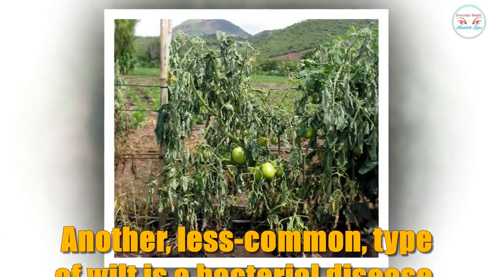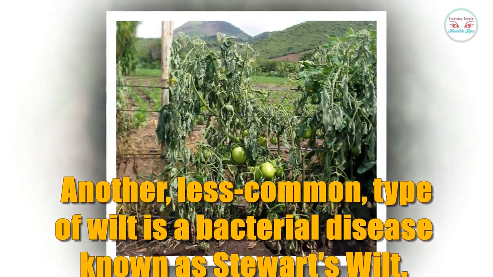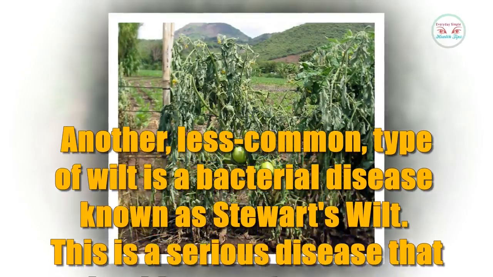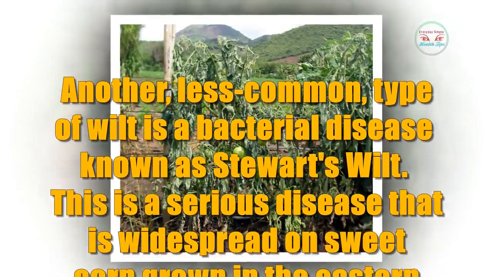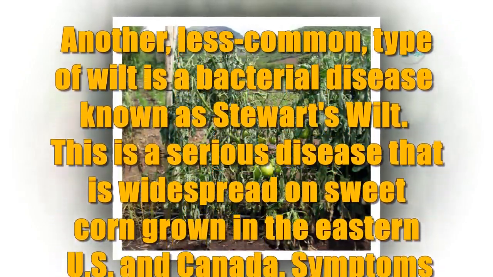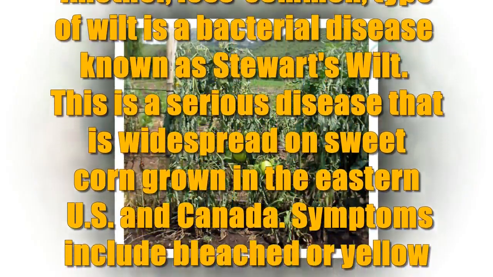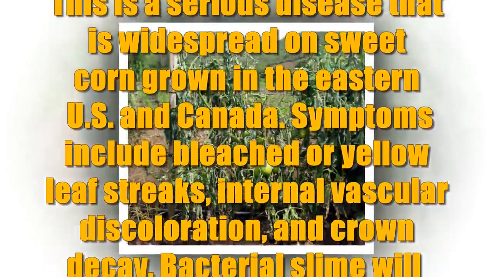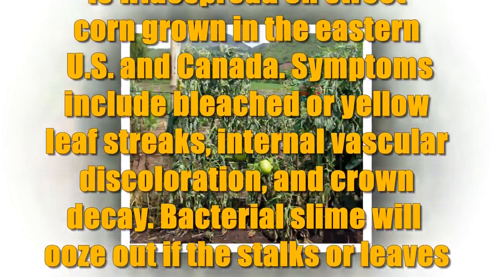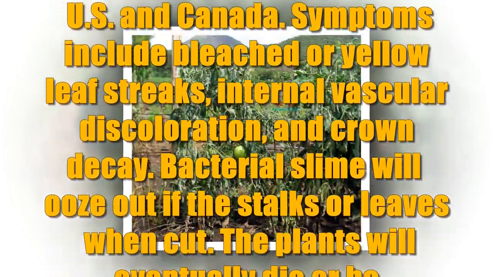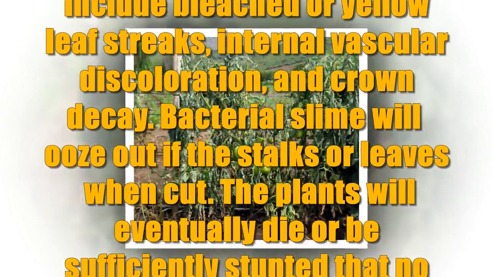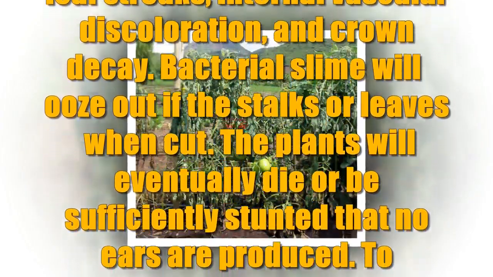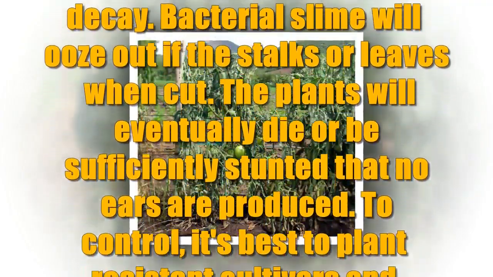Another, less common, type of wilt is a bacterial disease known as Stewart's wilt. This is a serious disease that is widespread on sweet corn grown in the eastern US and Canada. Symptoms include bleached or yellow leaf streaks, internal vascular discoloration, and crown decay. Bacterial slime will ooze out of the stalks or leaves when cut.